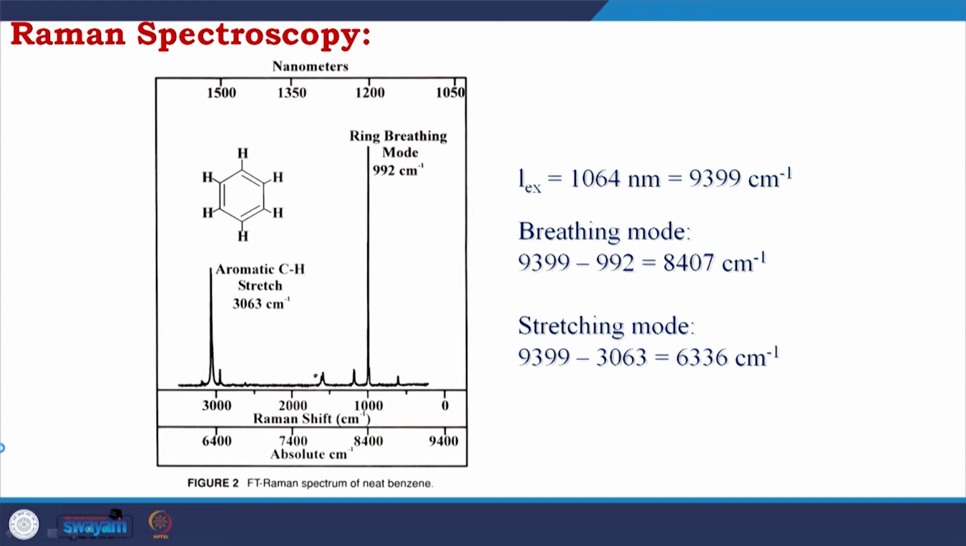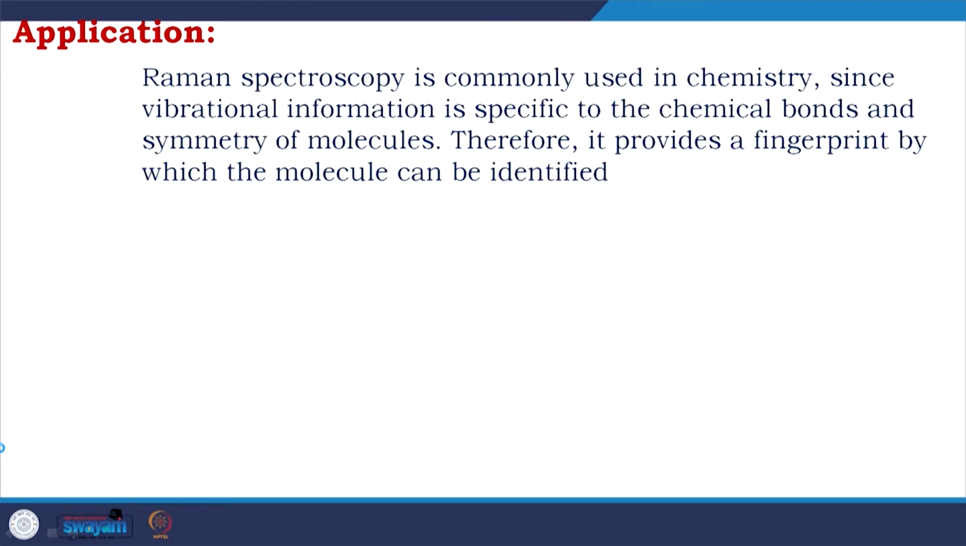In Raman spectroscopy, you can see the breathing mode and stretching mode in the FT Raman spectrum of neat benzene. You could get the aromatic CH stretch at 3063 centimeter inverse and the ring breathing mode at 992 centimeter inverse. So, you could calculate characteristic spectra from there. Application: Raman spectroscopy is commonly used in chemistry since vibrational information is specific to the chemical bonds and symmetry of molecules. Therefore, it provides a fingerprint by which a molecule can be identified.